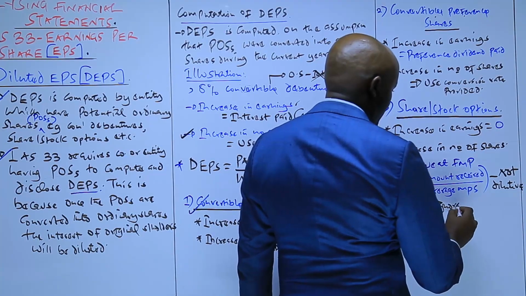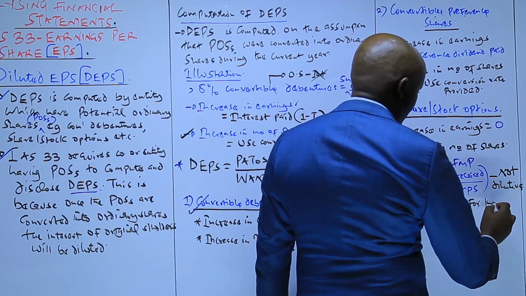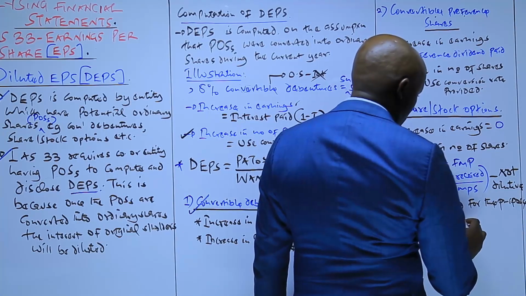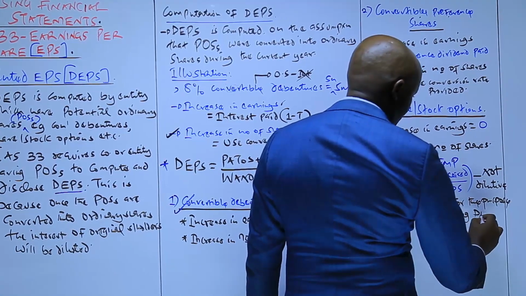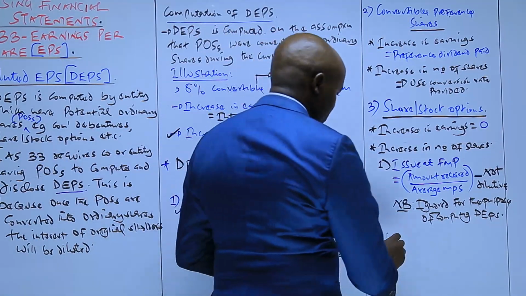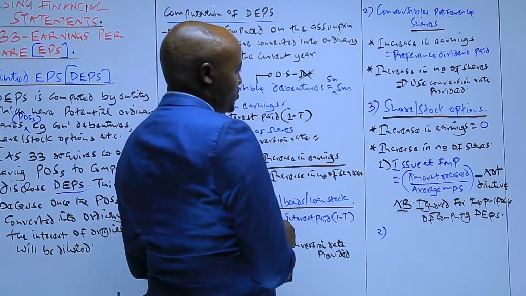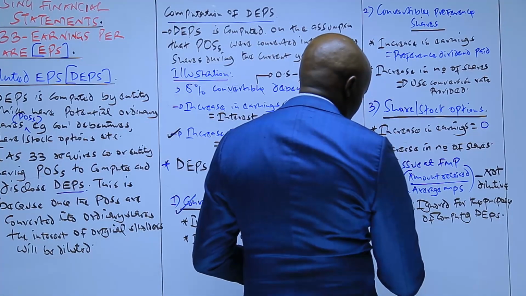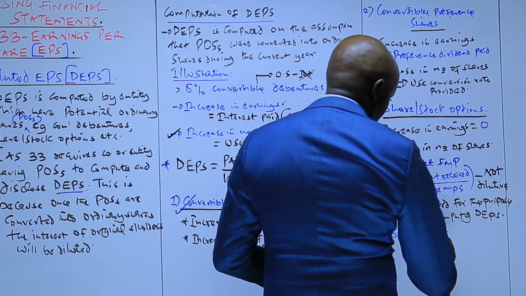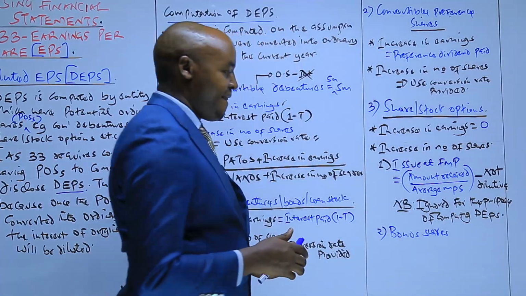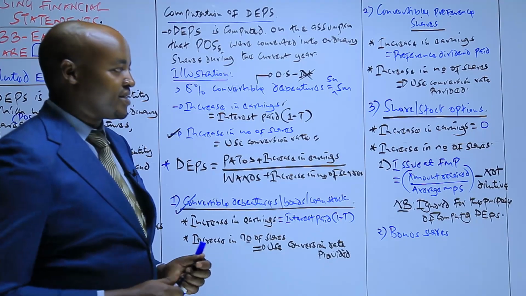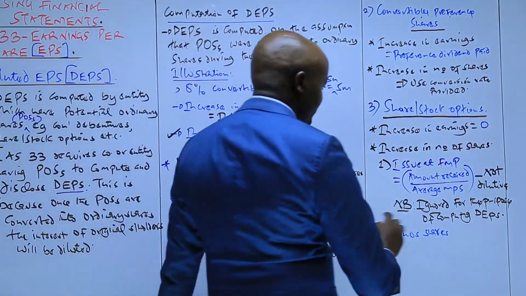So these shares are ignored for the purpose of computing DEPS. We don't consider them. What we consider is the other element, number 2, which is the bonus shares. The bonus shares refer to those particular shares which would have been issued to the employees of the company, assuming they exercise the stock option, the right, during the current year, but free of charge.